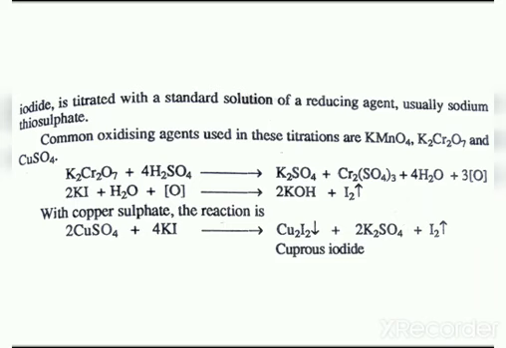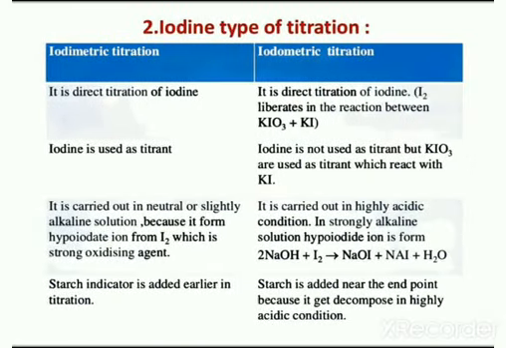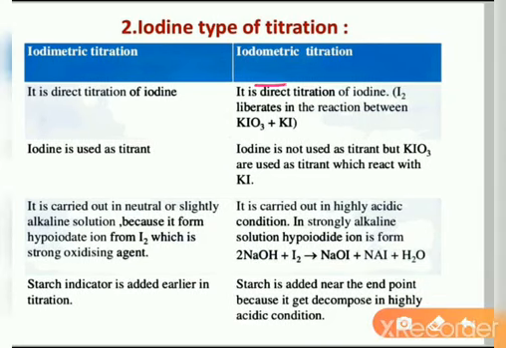Here, once again, we shall see the differences between iodimetric and iodometric titration. Iodimetric titration is a direct titration of iodine, and iodometric is an indirect titration. In iodimetric titration, iodine is used as a titrant. In iodometric titration, iodine is not used as a titrant.